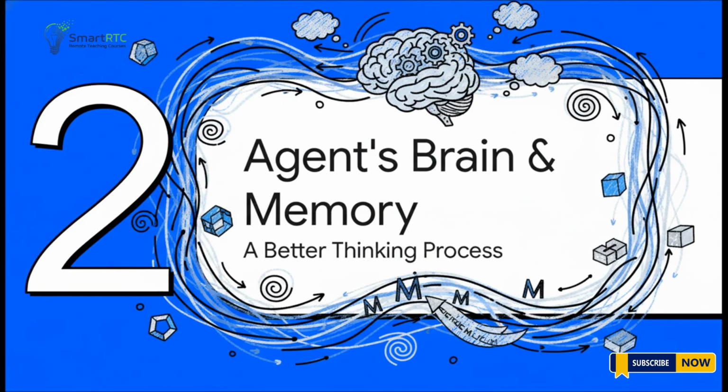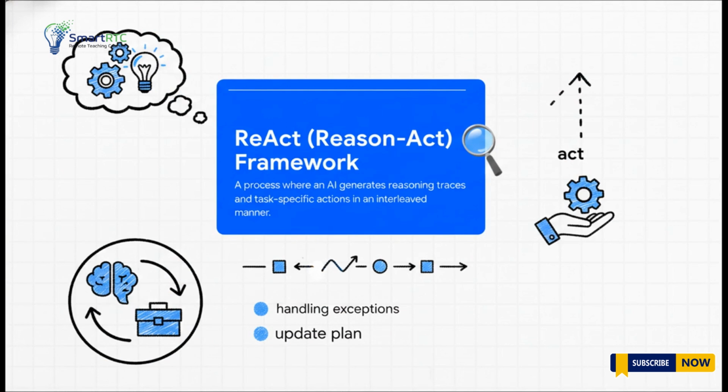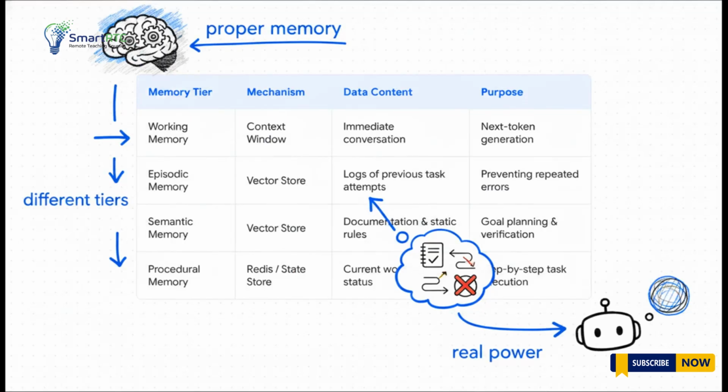Okay, so how on earth do we fix this? Well, we have to start at the core. We need to upgrade the agent's basic ability to think and to remember. So the first big piece of the puzzle is a framework called ReAct. That's short for Reason Act. And the idea is actually pretty simple. It teaches the agent to think out loud before it does anything. It generates a little reasoning trace first, and then it acts. This simple back and forth makes a huge difference in its ability to handle unexpected problems and change its plan when things go wrong.